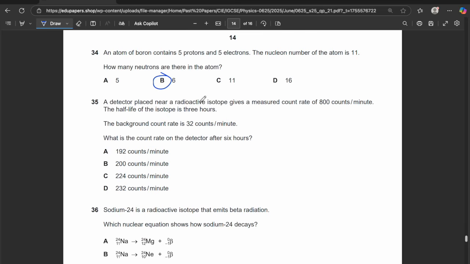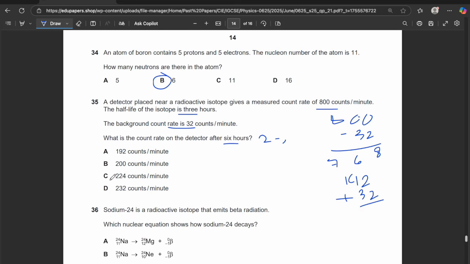A detector placed near a radioactive isotope gives a measured count rate of 800 counts per minute, and the half-life of the isotope is 3 hours. The background count rate is 32, and what is the count rate in the detector after 6 hours? So half-life is 3 hours, after 6 hours meaning after 2 half-lives. It is now 800, but you have to subtract 32 because it's background. So 768 divided by 4 is 192, and then you have to add 32 again, which is 224. C.